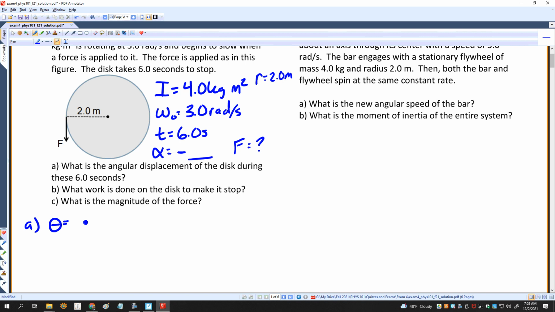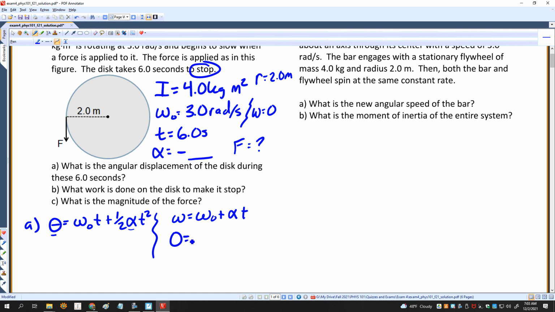So what is theta? Well, I know that theta is equal to omega naught t plus 1/2 alpha t squared, but look, I don't know alpha, and I don't know theta, so I need to figure out what alpha is. But I know that omega equals omega naught plus alpha t. Now something I didn't write up here is that omega is equal to 0 because it's coming to a stop. That omega final is equal to 0. So this is going to be 0 equals 3 plus alpha times t, which is 6 seconds. So alpha then is going to equal negative 1/2 radians per second squared.